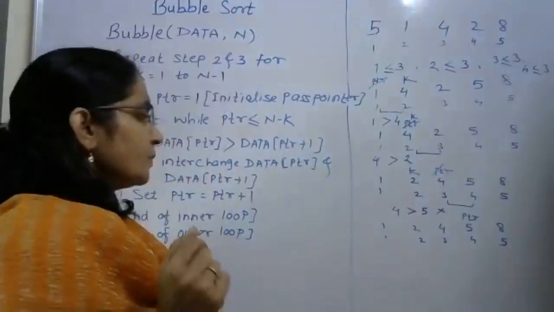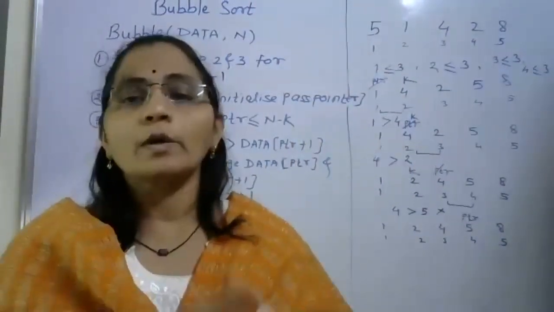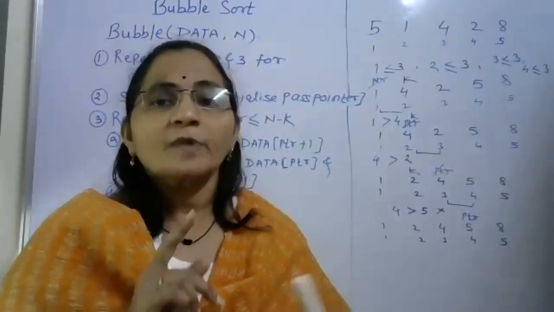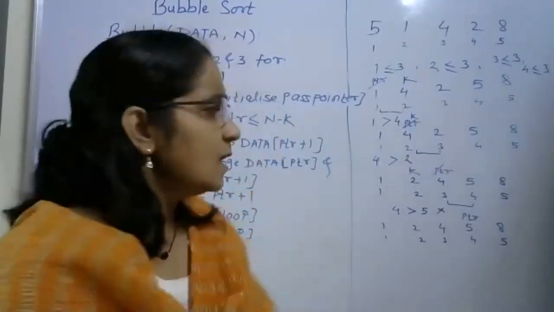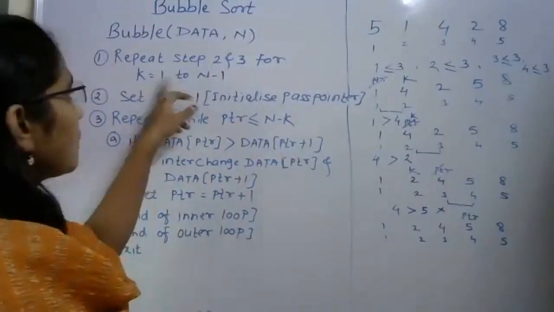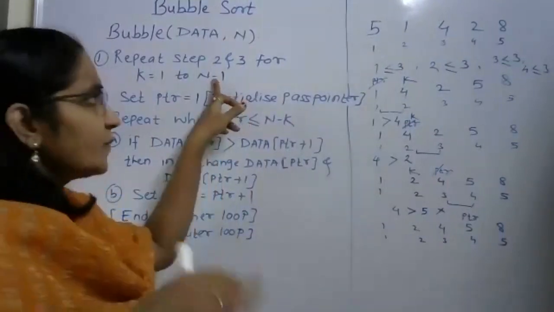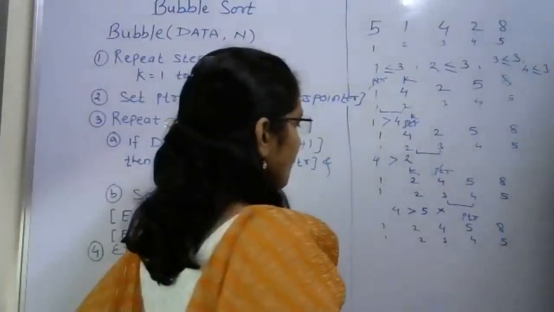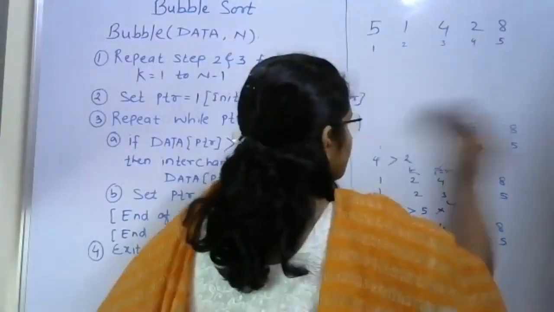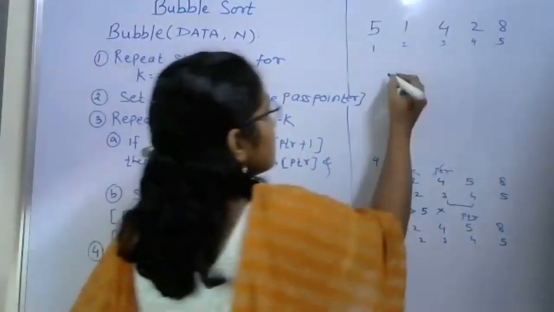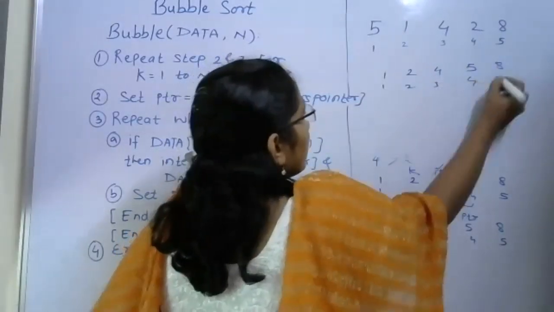Okay. Now all these elements are in sorted order: 1, 2, 4, 5, 8. But still your algorithm is not completed. So that's why again you have to evaluate this algorithm for the next pass. The next pass is K equal to 3, where K runs from 1 to n minus 1, means 1 to 4. Now for the next pass, what is the output? Here I write the output of the second pass, that is 1, 2, 4, 5, 8, at positions 1, 2, 3, 4, 5.